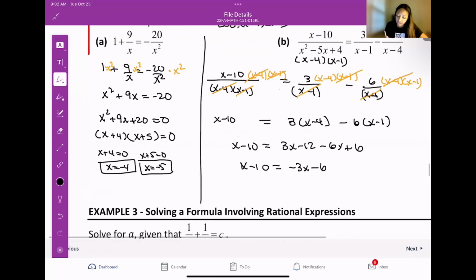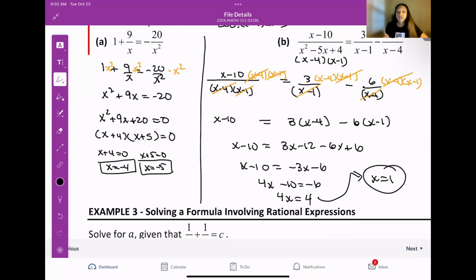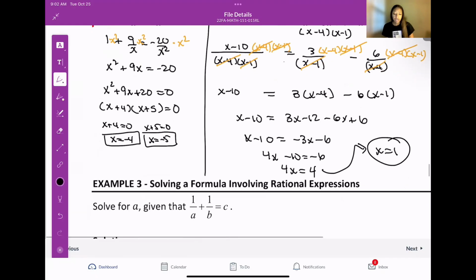We add 3x to both sides. That gives us 4x minus 10 equals negative 6. And if we add 10 to both sides, that gives us 4x equals 4. And finally, dividing both sides by 4 gives us x equals 1. All right, we are almost done with this section, actually. As you see, the key here is just multiplying by the LCD.